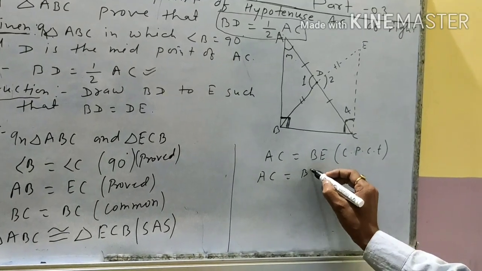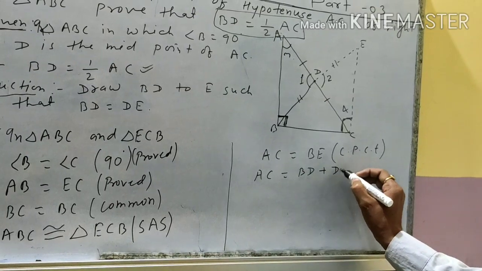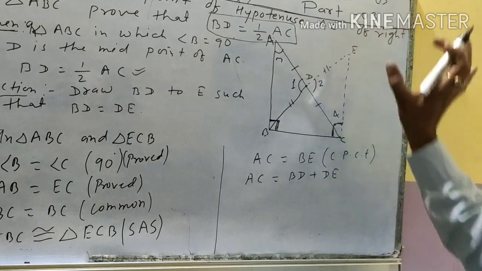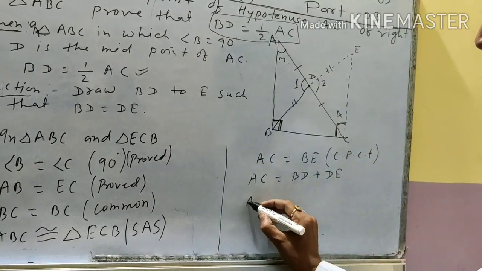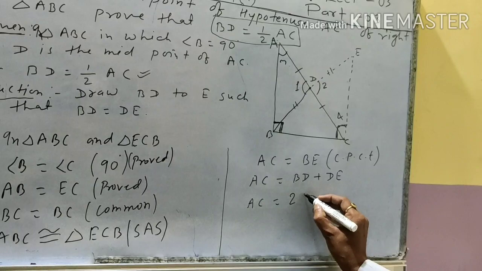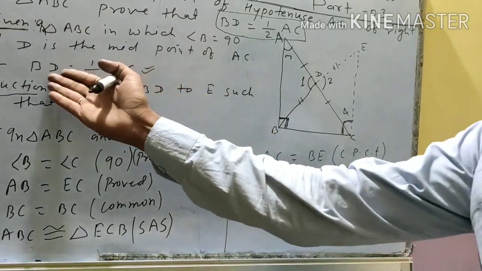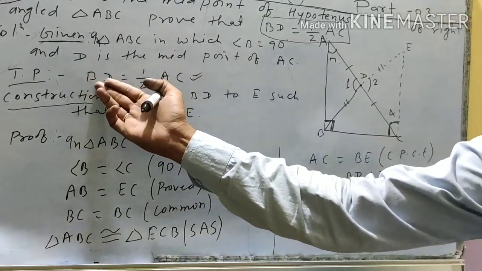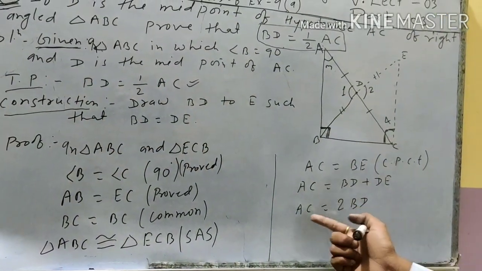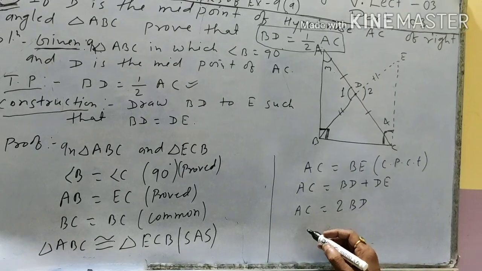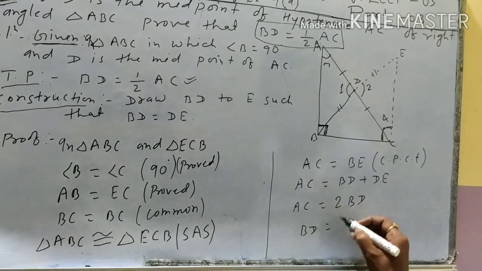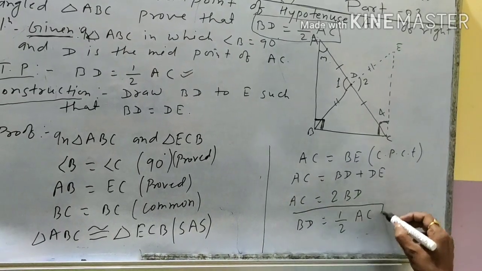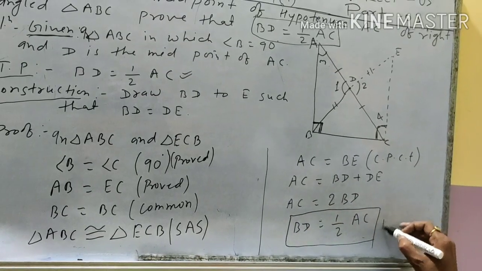So here AC is equal to BE. BE can be written as BD plus DE, and both are the same. So AC is equal to 2 times whichever you require, BD. So we can write here BD, or if it is DE, we can write DE also. So AC is equal to 2 times BD. So BD is equal to half AC. This is your proof.